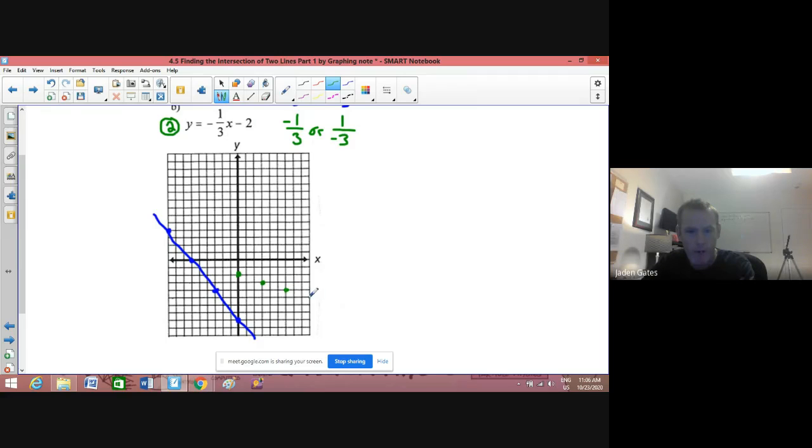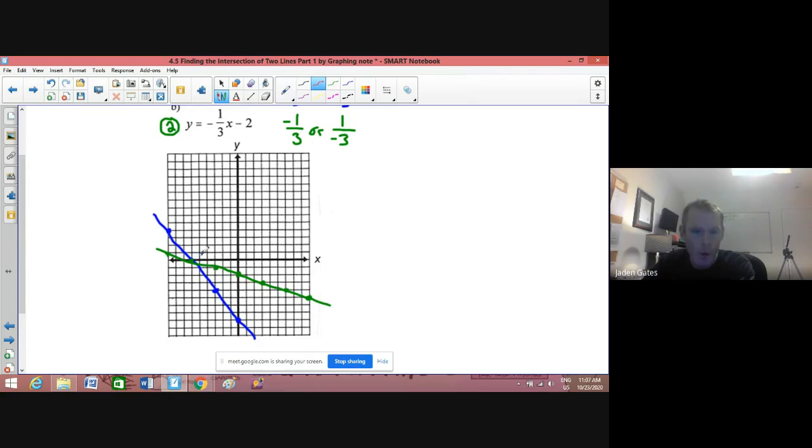Okay, so I'm going to use the other pattern, which says up 1, left 3. So I'm going to go back to this y-intercept point and follow that pattern. Up 1, left 3. Up 1, left 3. I'm drawing in my line as best as I can there.